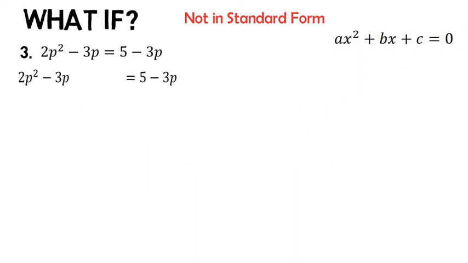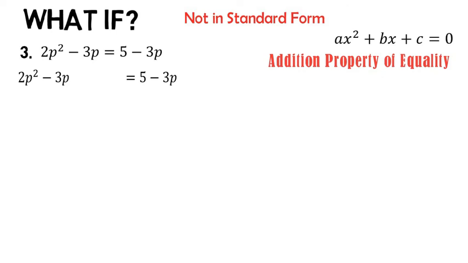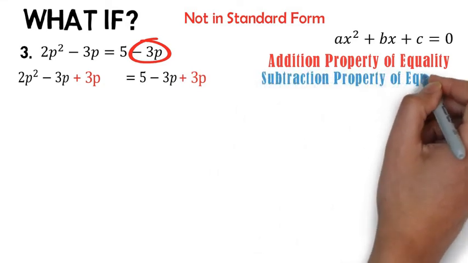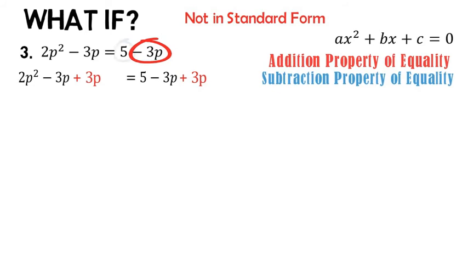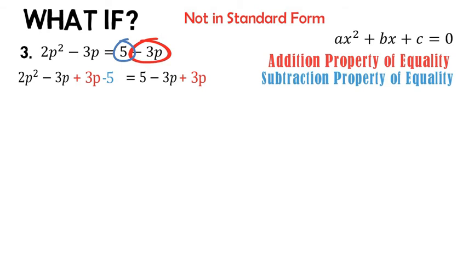How to transform that? So just write down the given. Then we will use first the addition property of equality. What are you going to add? The one with the negative, since the inverse of subtraction is addition. So, plus 3p on both sides to be equal. Next is the subtraction property of equality. Since the 5 is positive, the inverse of positive is negative. So we subtract: left side, negative 5, and right side, negative 5.